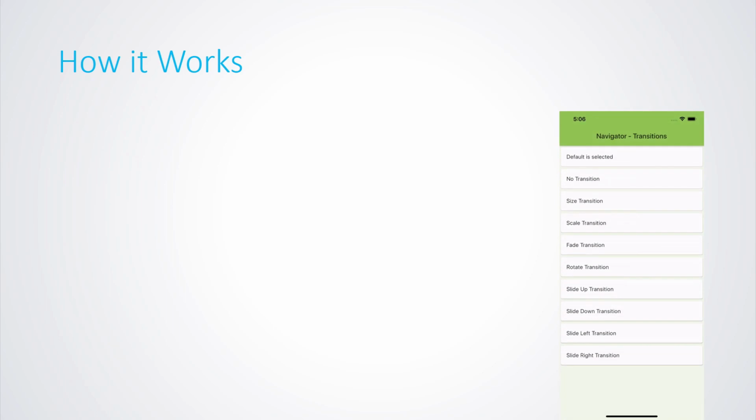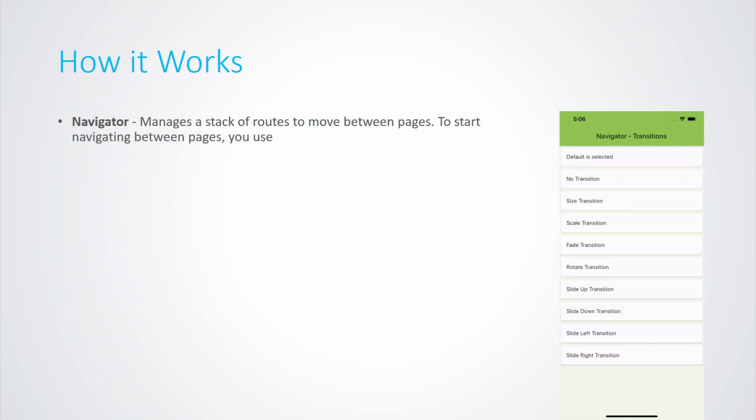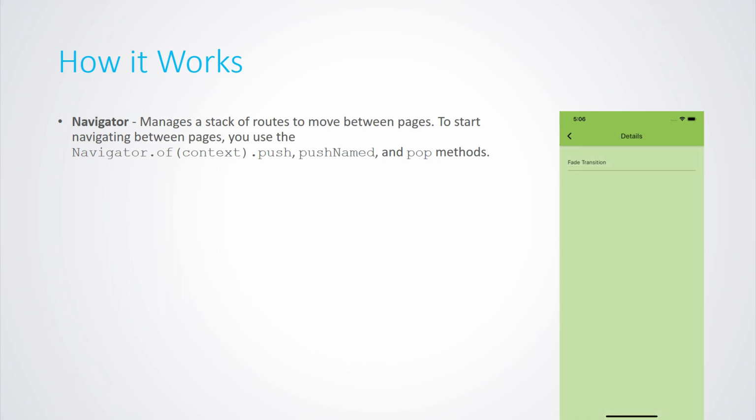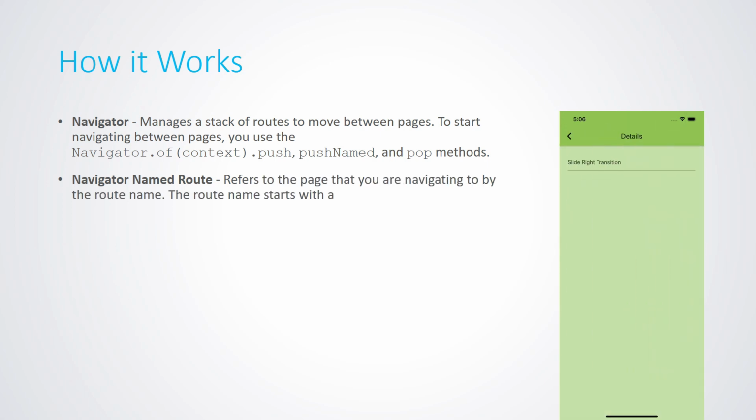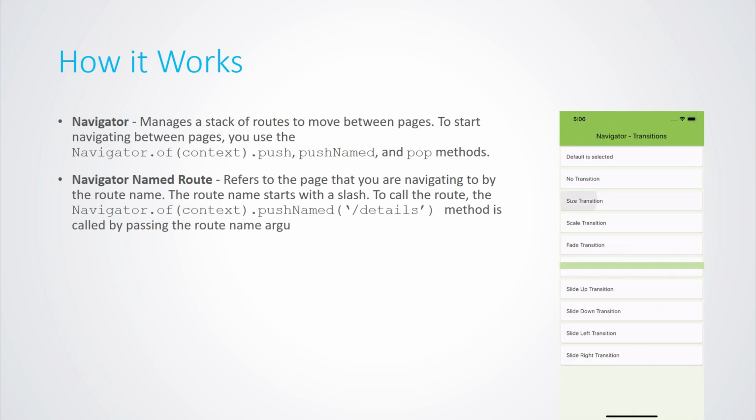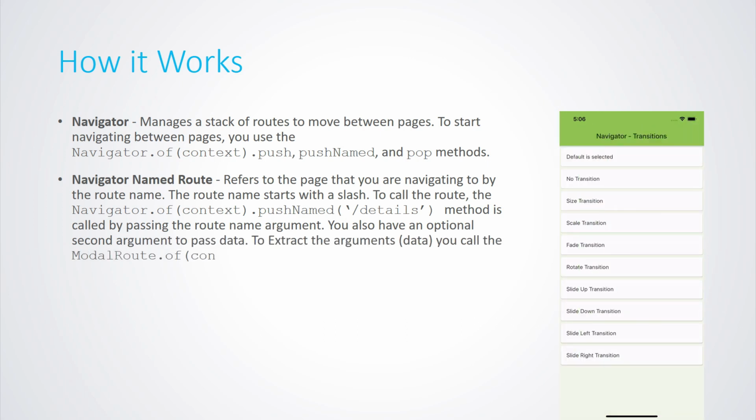So how does it work? The Navigator widget manages a stack of routes to move between pages. To start navigating between pages, use the Navigator.of(context).push, pushNamed, and pop methods. Now you can optionally pass data to the navigated page and back to the original page. An alternate way to use Navigator is to refer to the page that you're navigating to by the route name. The route name starts with a slash and then comes the route name.